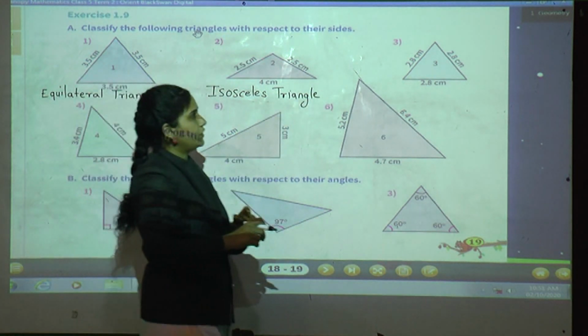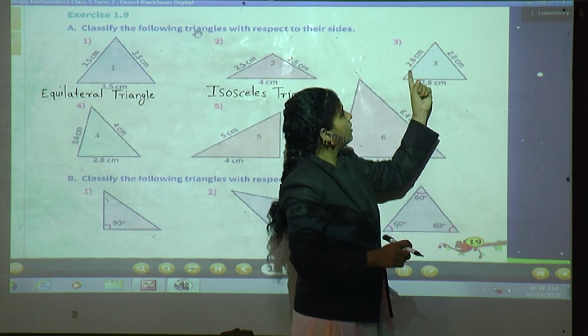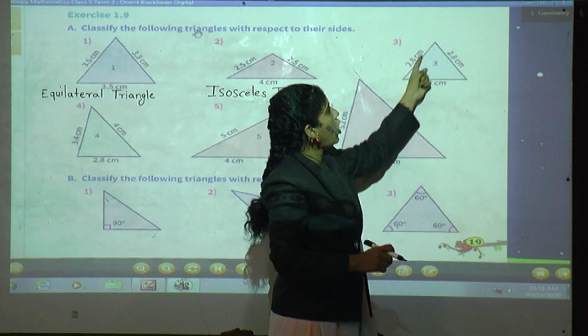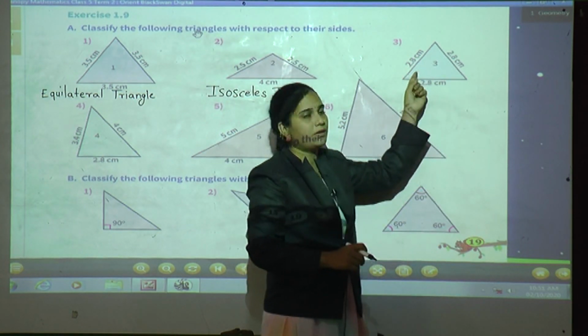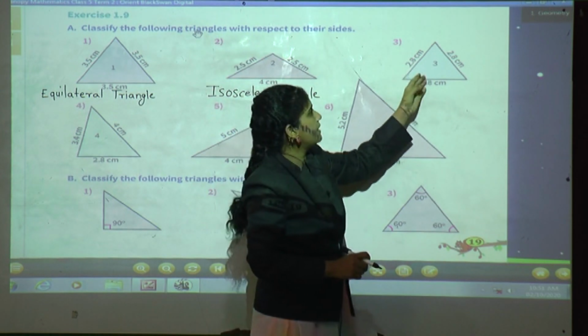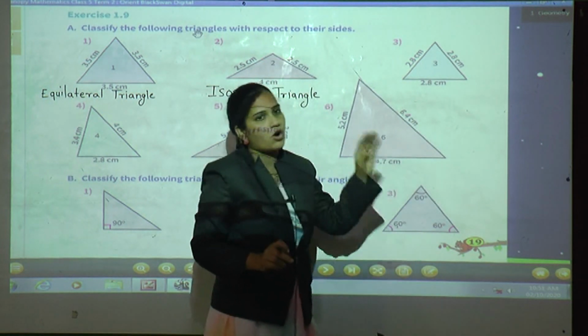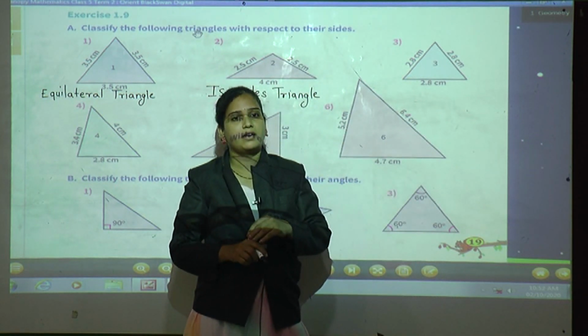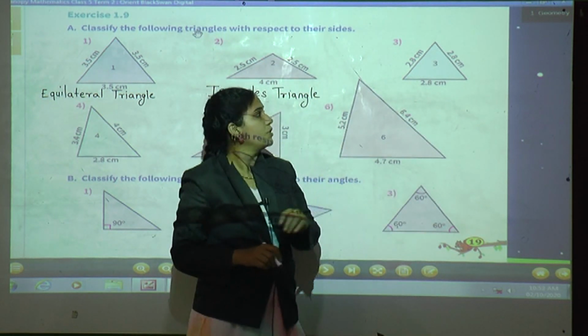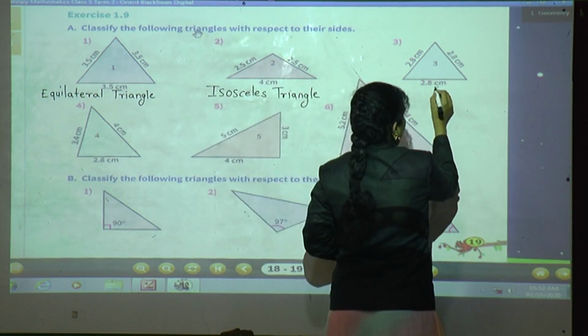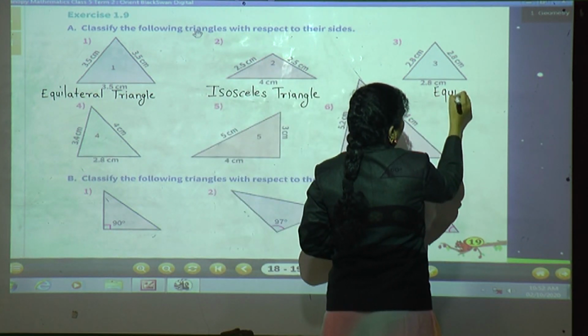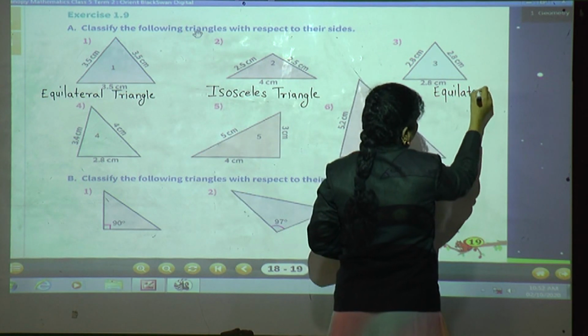Now third figure. Here, yes students, all three sides of the triangle are 2.8 centimeter. So in an equilateral triangle, all three sides are of equal size. So this is an equilateral triangle.